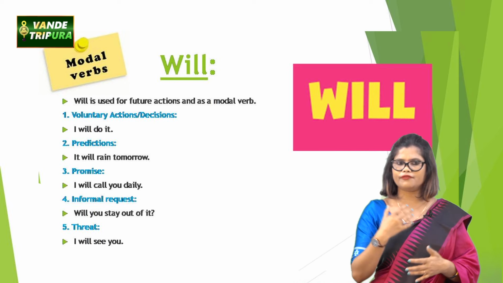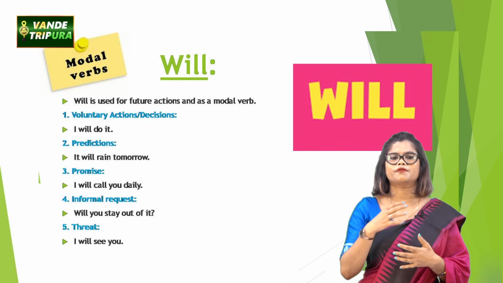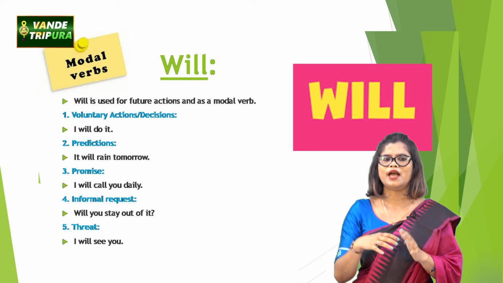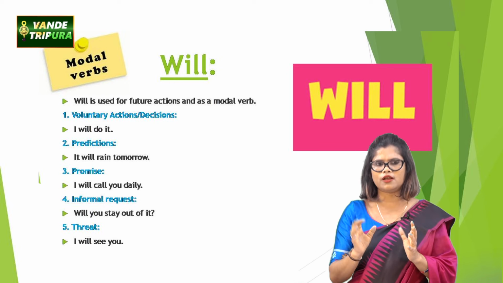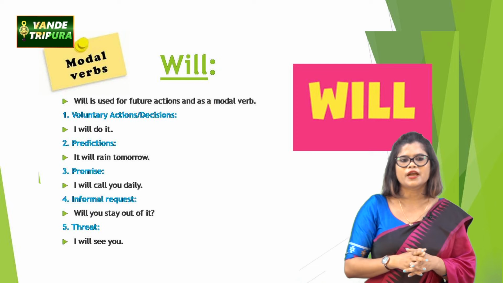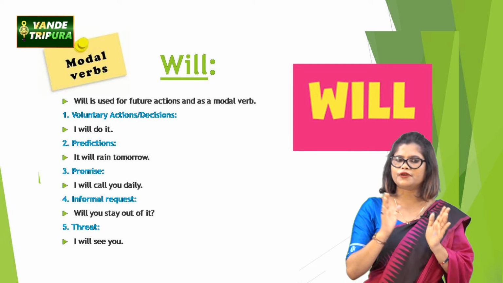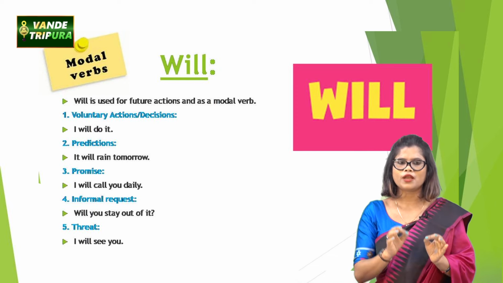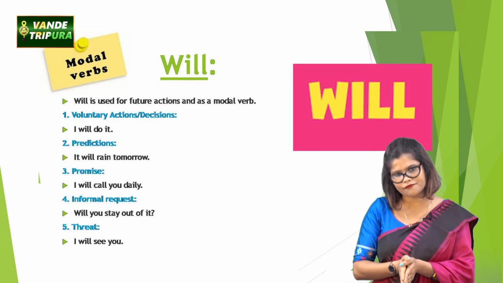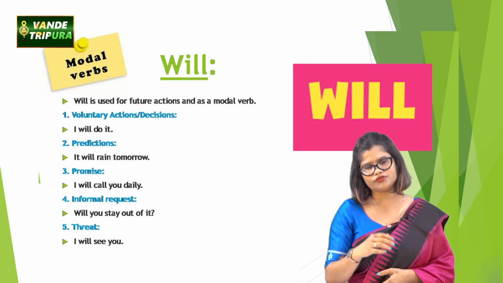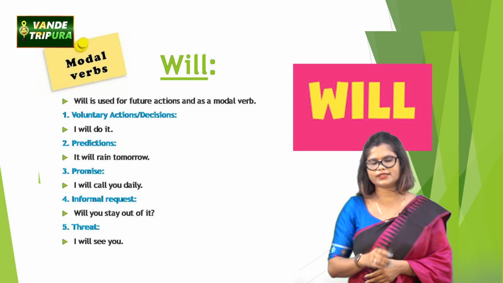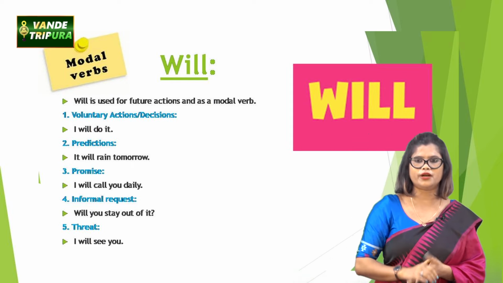Then promise: I will call you daily, it is a promise from my side, I am promising that I will call you every day. Again it is not about a formal obligation or something formal. Informal request: whenever we make a formal request we use may or shall, but if it is an informal request we have to use will: will you stay out of it? And then threat: I will see you. We often say that I will see you, I will remember you.